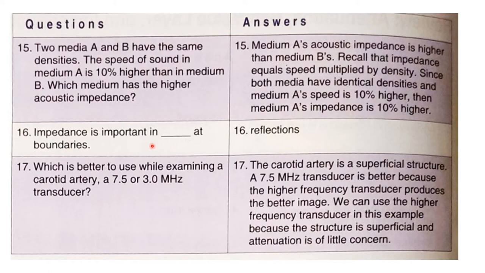Impedance is important in reflections at boundaries. And which is better to use when examining an artery, a 7.5 or 3.0 megahertz transducer? The carotid artery is a superficial structure, so a 7.5 megahertz transducer is better because it produces a better image. We can use the higher frequency transducer in this example because the structure is superficial and attenuation is of little concern.